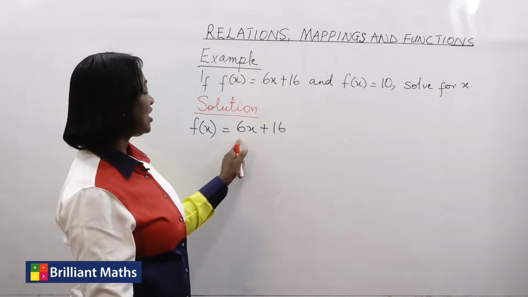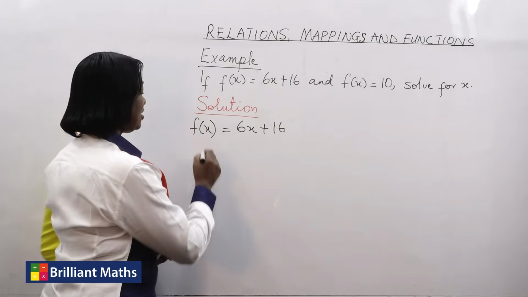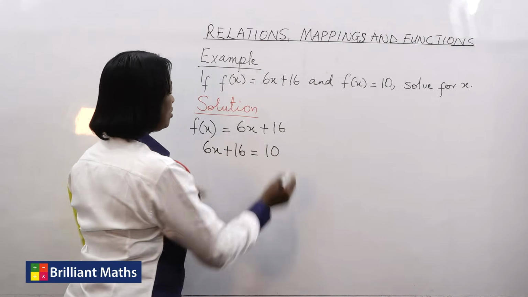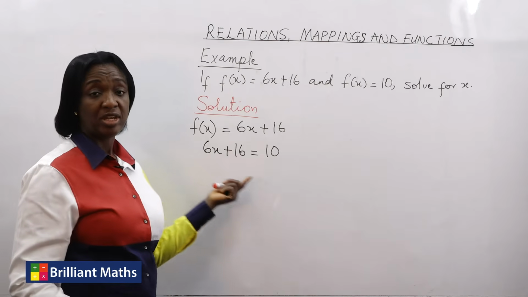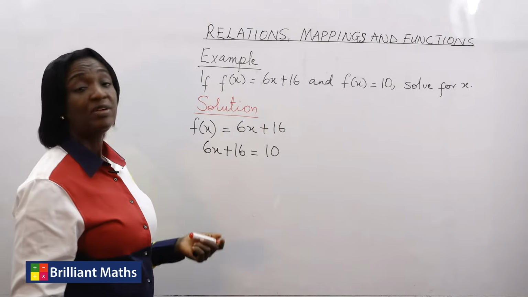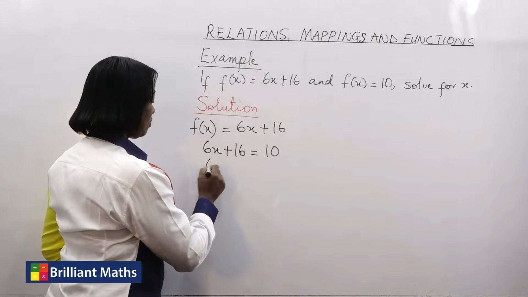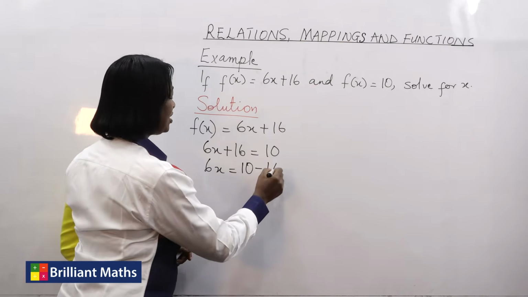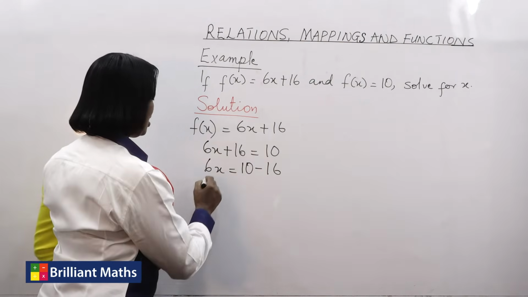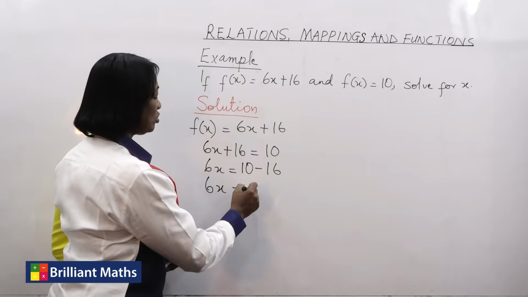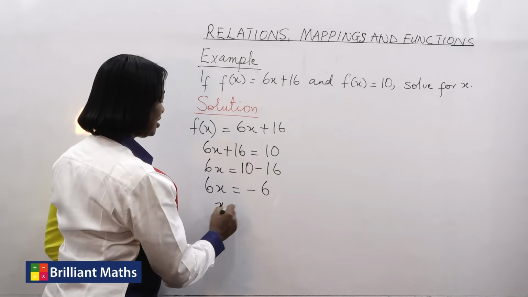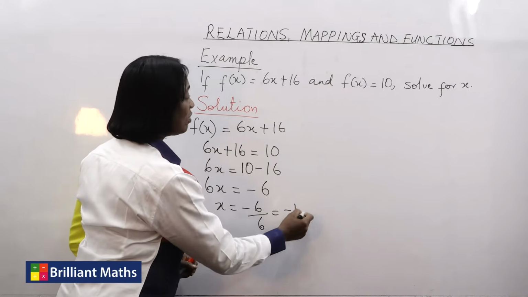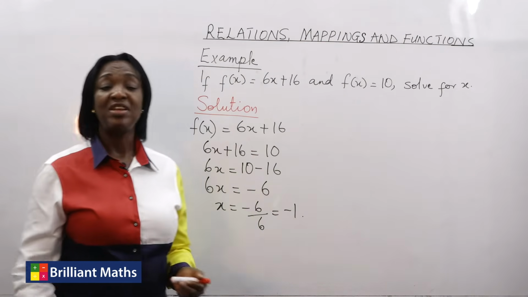That implies that 6x plus 16 is equal to 10. We have a linear equation in x. So we simply solve that equation. 6x is equal to 10 minus 16. And 10 minus 16 is minus 6. So 6x is equal to minus 6. So x is equal to minus 6 over 6, which is equal to minus 1. See how easy it is.